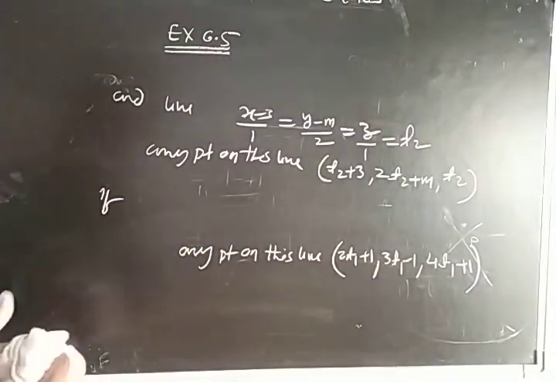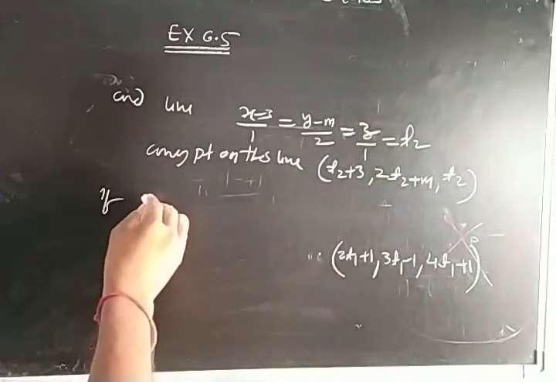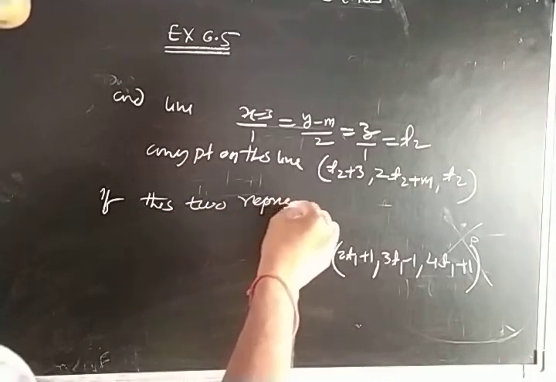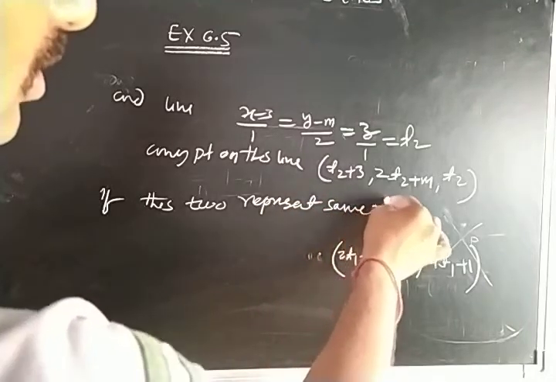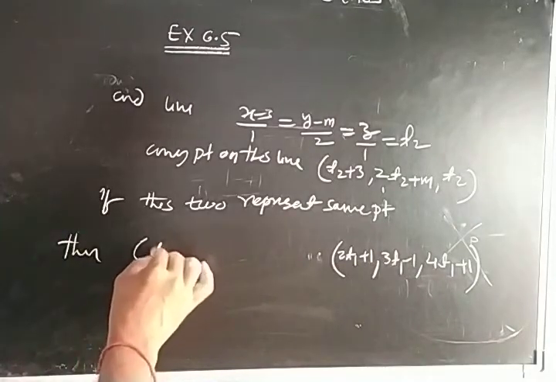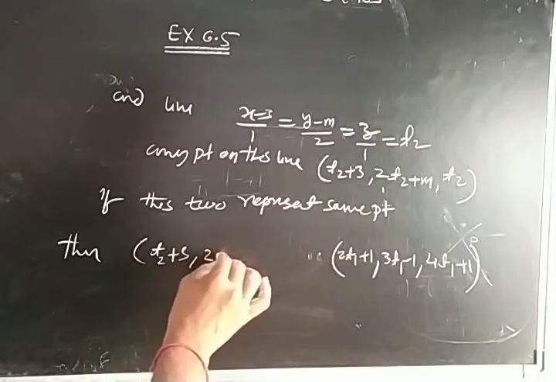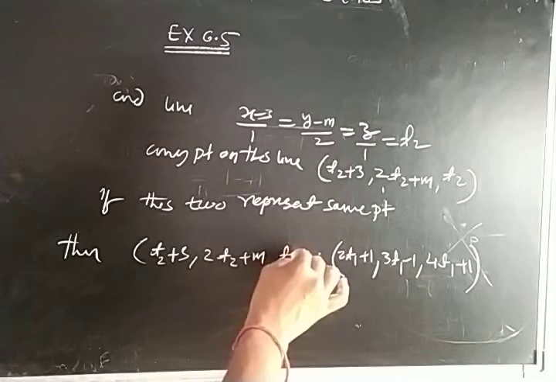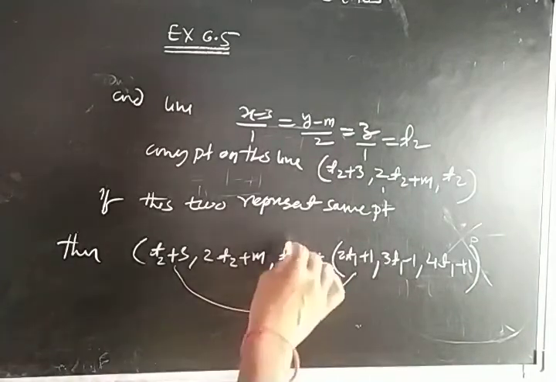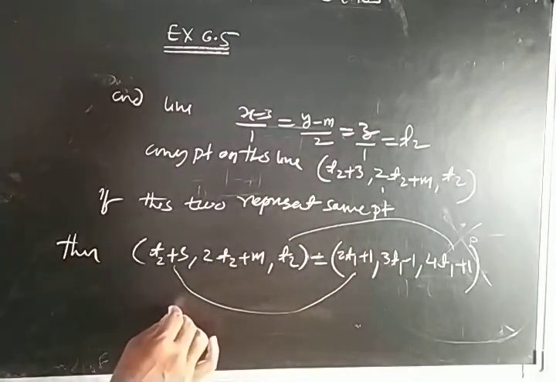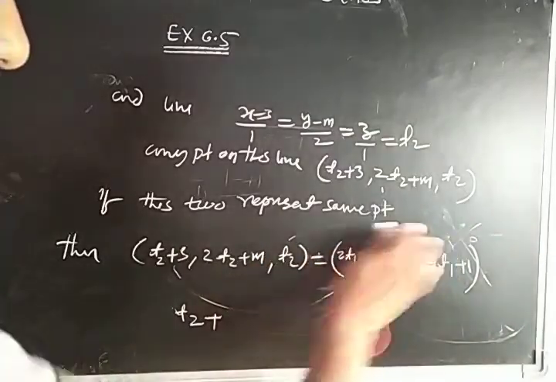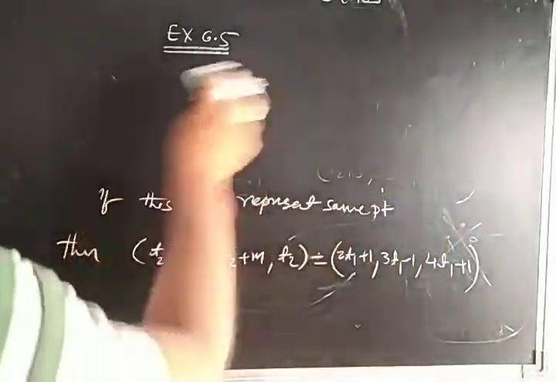If these two points represent the same point, then we can compare them. On the left hand side I am taking the second point, t2 plus 3, 2t2 plus m, t2, equal to the first point. By comparing the x coordinate, y coordinate and z coordinate, automatically you will get 3 equations. I am writing the equations here.